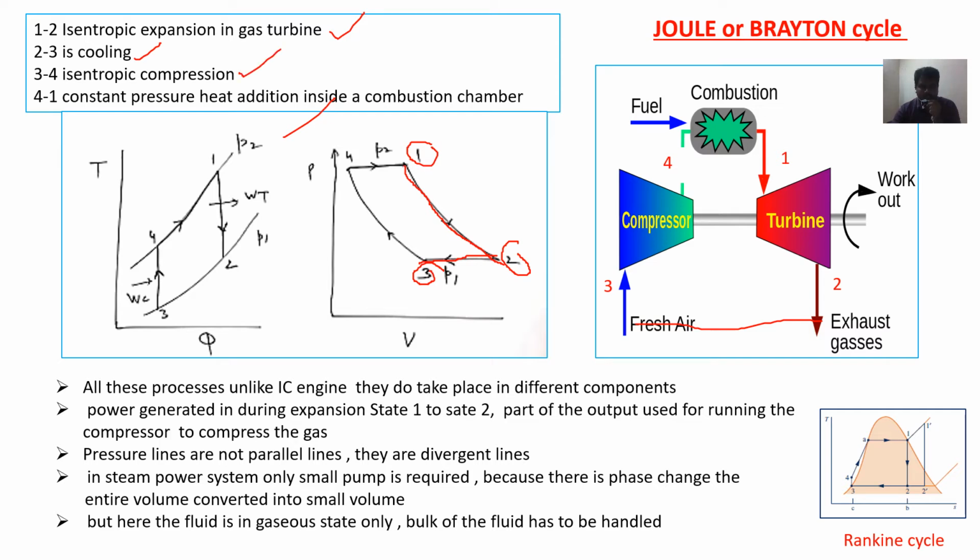3 to 4 is the isentropic compression. So during the compression, the pressure will increase and the volume will decrease. 4 to 1 is again heat addition at constant pressure. So it is a straight horizontal line between 4 to 1. Now let us draw TS diagram.